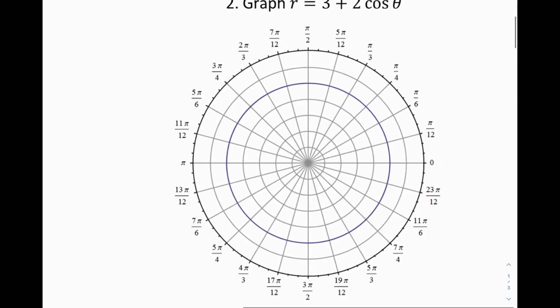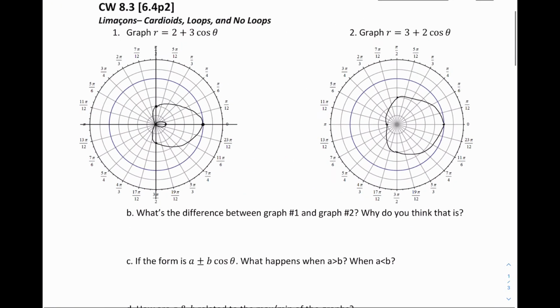So it goes same distance, about 5. Comes up to here. And something like this. Comes out. And again, doesn't have to be perfect, but just try your best to draw these. Okay, so not great, but that will do.